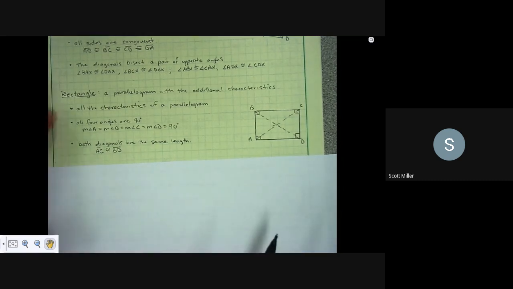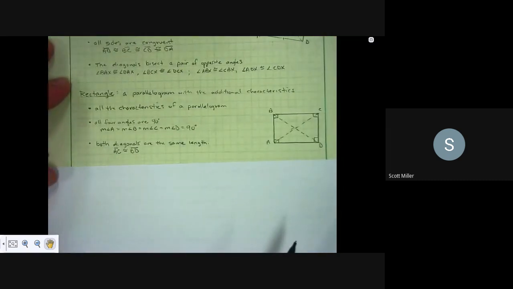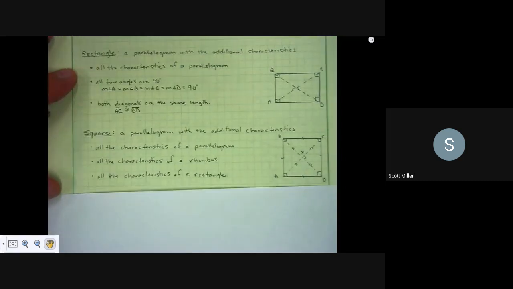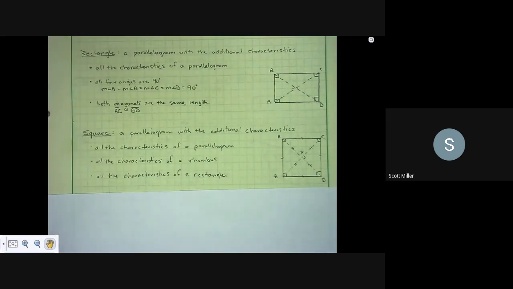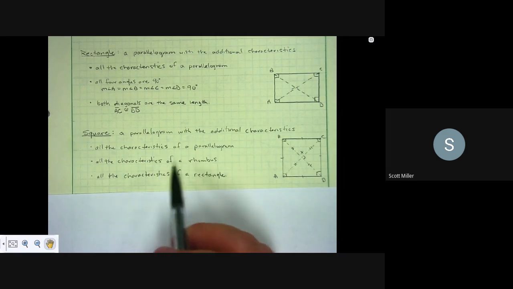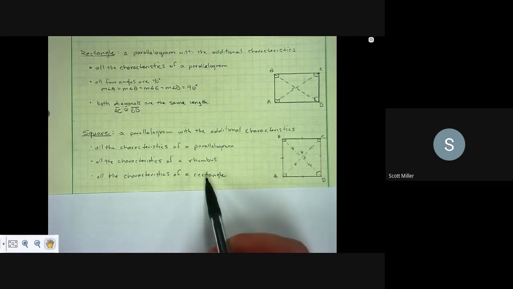So then the last special parallelogram that we're going to look at is the most special one, that uses all of the characteristics of basically everything. Like if a rhombus and a rectangle got together, then you get the square. What is a square? A square is a parallelogram with additional characteristics. All the characteristics of a parallelogram, all the characteristics of a rhombus, and all the characteristics of a rectangle. That's what a square is.